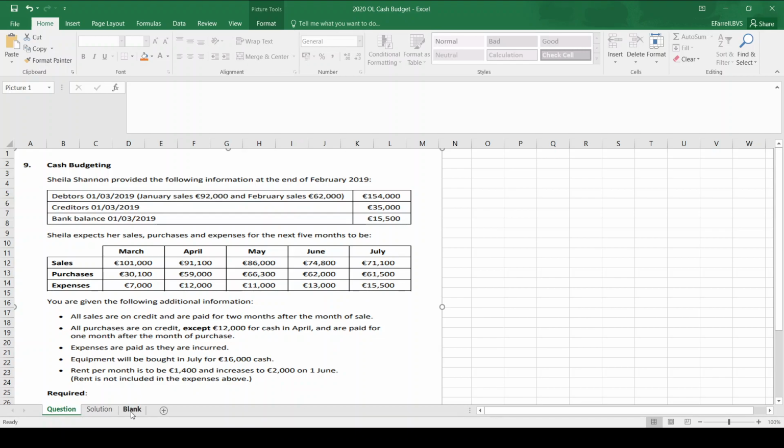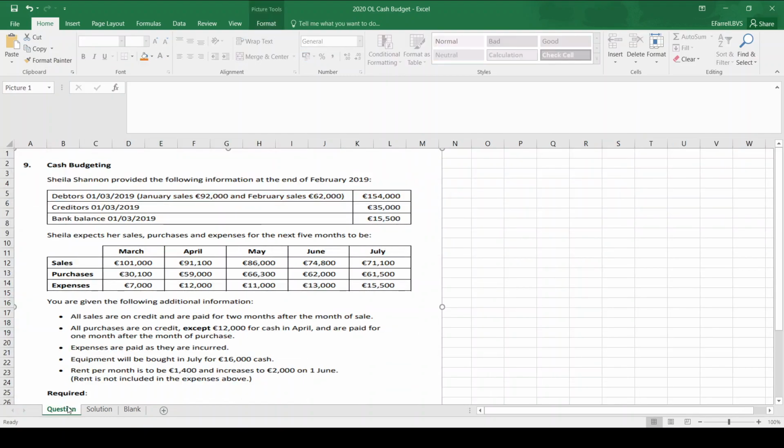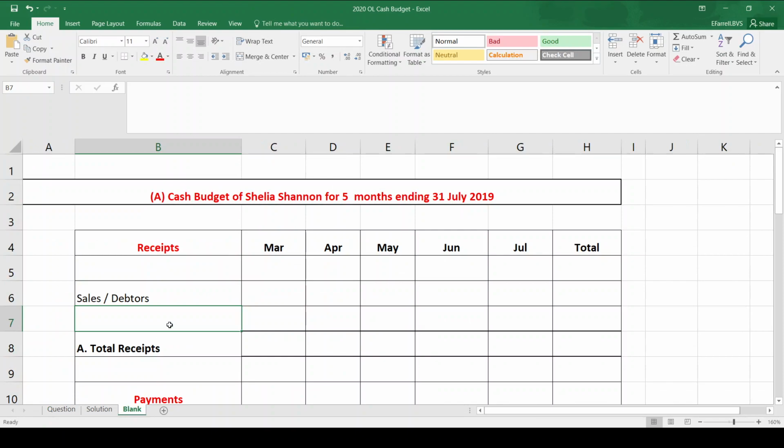So to start off our cash budget, first of all, we just need to work out our receipts. Our receipts will come from our sales, and our sales are to debtors. The first bullet point tells us that all sales are on credit and are paid for 2 months after the month of sale. So March's sales, I will receive the money 2 months later in May. So the 101,000 in March, I will receive in May.